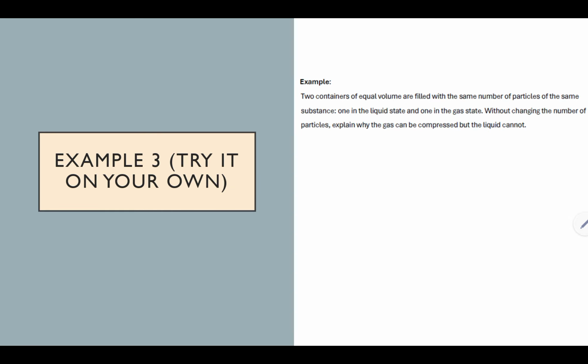Here's an example that I want you to try on your own. Two containers of equal volume are filled with the same number of particles of the same substance, one in a liquid state and one in a gas state, without changing the number of particles. Explain why gas can be compressed but liquid cannot. Pause the video, try it on your own, and then unpause.